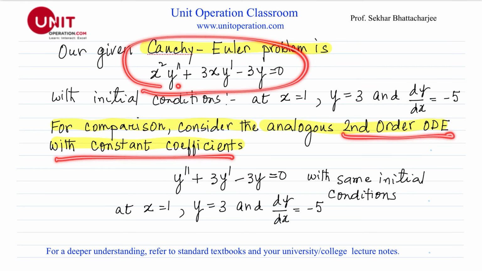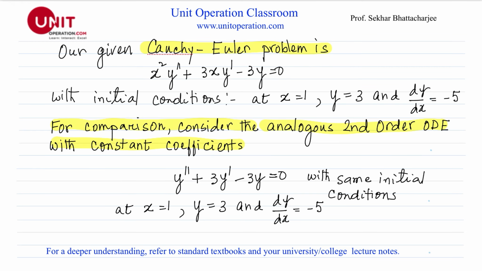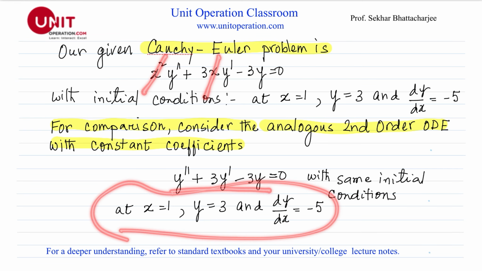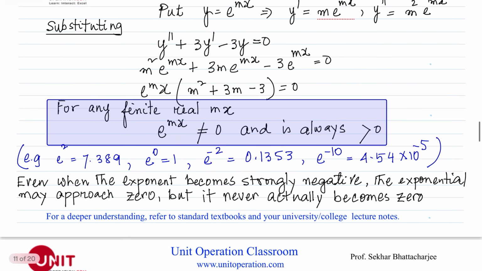If we want an analogous second order ODE with constant coefficients, of course, this term will not be there, and this term will not be there. So this is the equation, okay? And let us use the same initial conditions. So here we put y equal to e to the power mx as the trial solution. And of course, the first derivative is this, the second derivative is this. These are all given on the website.